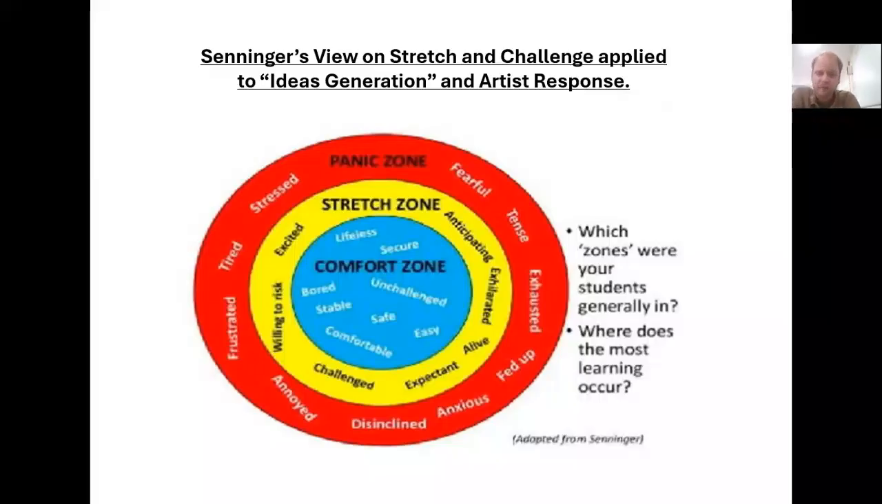So for the comfort zone in terms of ideas generation, the student is unchallenged and they're most likely copying ideas instead of mimicking. A student has not evidenced understanding. So the distinction I have there between copying and mimicking is that mimicking comes with an understanding as to why the artist was doing that, as opposed to just purely doing it, I suppose.